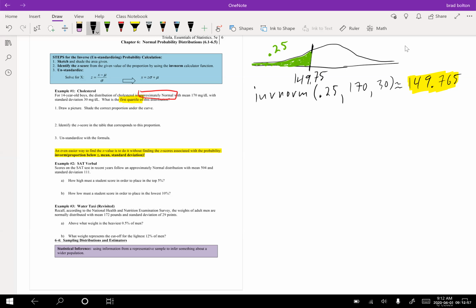Now the problem is they didn't ask for that in part 2. So this is part 1. Part 2 asks for the z-score. So all I do is I say, well, my z-score is worth 149.765 minus my mean, which is 170, all divided by my standard deviation, which is 30. So let's see what we get on the calculator.